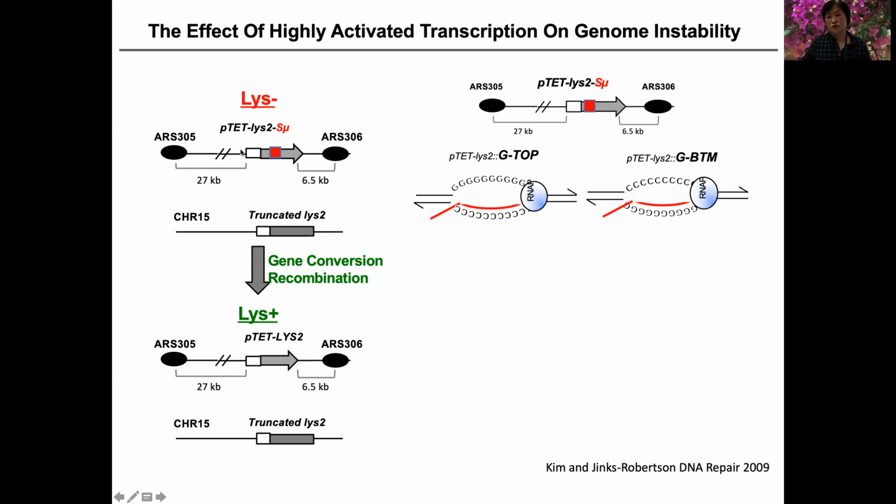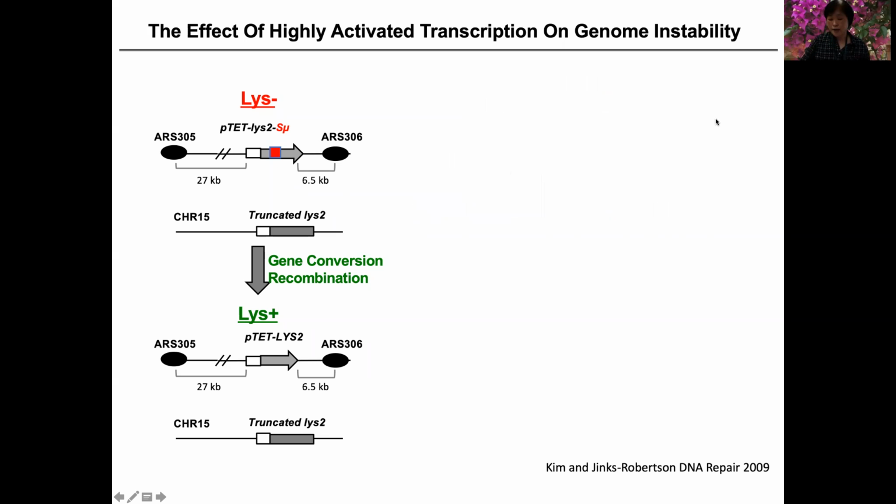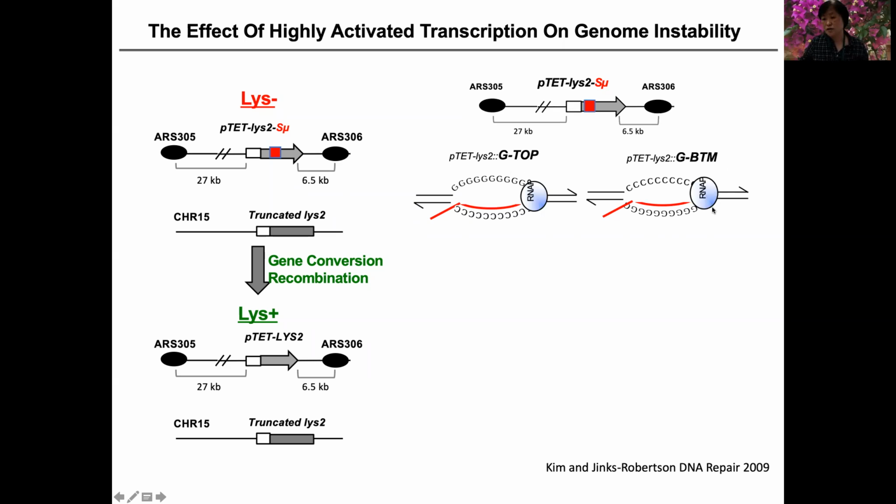Another feature of this reporter assay is that this red box was integrated into the genome in two different orientations with respect to the transcription of the LYS2 gene. So transcription occurs, here is the polymerase complex moving this way, and here's a red line representing the RNA. In the G-top orientation, I'm going to talk about G-top and G-bottom a lot, the guanines, or the G's, on the top strand are left as single-stranded DNA during transcription temporarily. Whereas in the G-bottom configuration, it's the bottom strand that's being transcribed, and it will be base paired with nascent RNA and is not left alone.